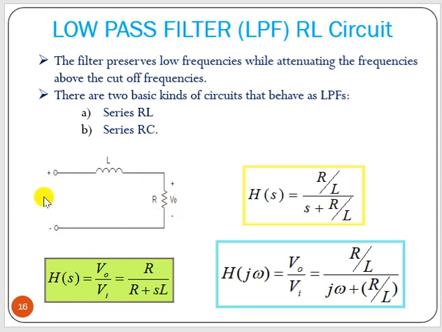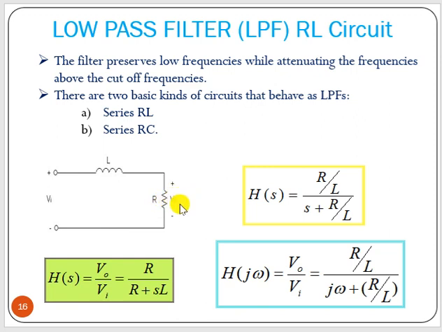Now this is a series RL circuit, simple series R and L, and we have to take the output from R. So it will act as a low pass filter. Now how? For that we have to see the basic concepts. V0 is nothing but the voltage drop across R. Input voltage is Vi. So what is the voltage at V0?